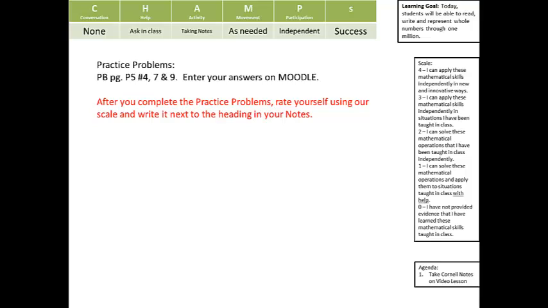Once you finish the practice problems and you see what your score is, make sure you rate yourself on our scale as to what your understanding of this material is, and write that at the top of your notes.